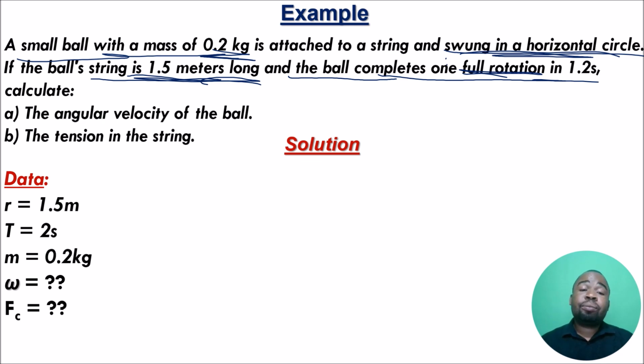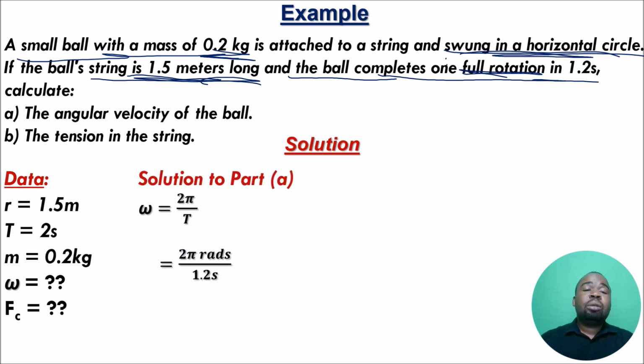So let's quickly recall our equation. We said omega is 2 pi over period. Let's do substitution, which is 2 pi divided by the period of rotation, which is 1.2 seconds. And we are going to get 5.24 radians per second.